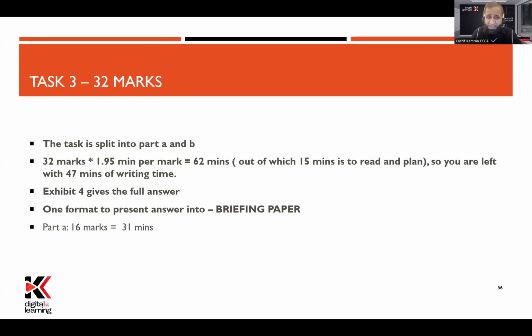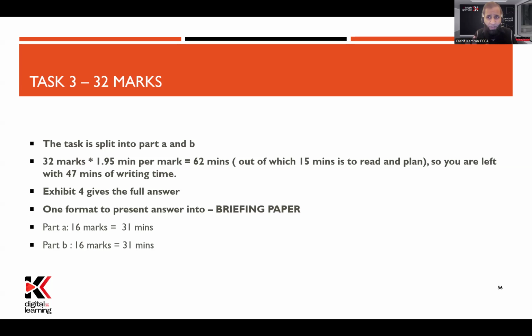Part A is for 16 marks, so you will use 31 minutes of the total 62 minutes here. And Part B is also 16 marks, including the professional marks. Again, you will be spending 31 minutes in total on this part as well. The reading and planning time, the time mechanism, is to be calculated.